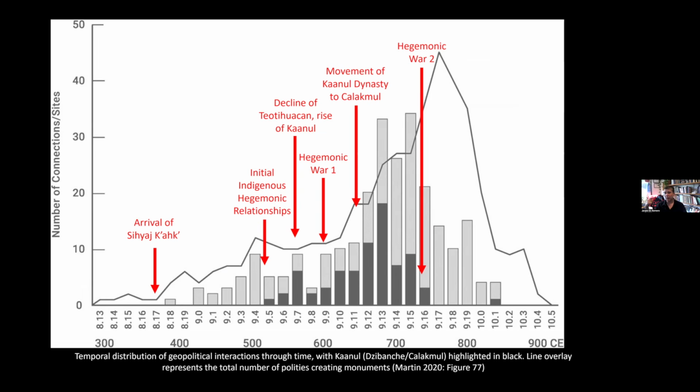Once Kalakmul suffers the defeat from Tikal, and the Kanul dynasty recedes as a major geopolitical player, we start to see all sorts of different things taking place. I don't want to get too in the weeds because I could talk about this a lot. Again, Simon's book, I think, outlines the details in a way that is unique in terms of its empirical contribution.